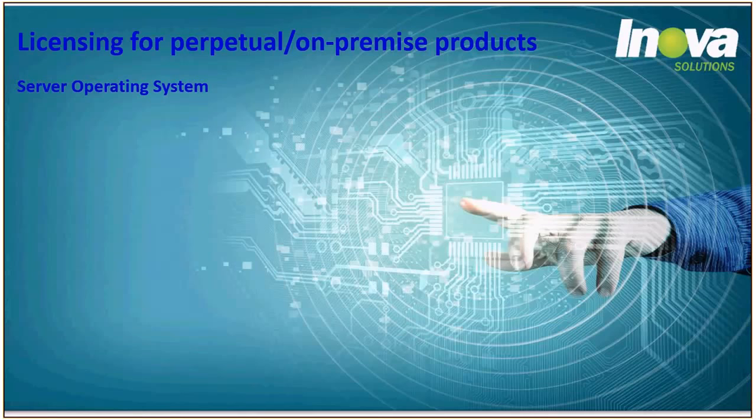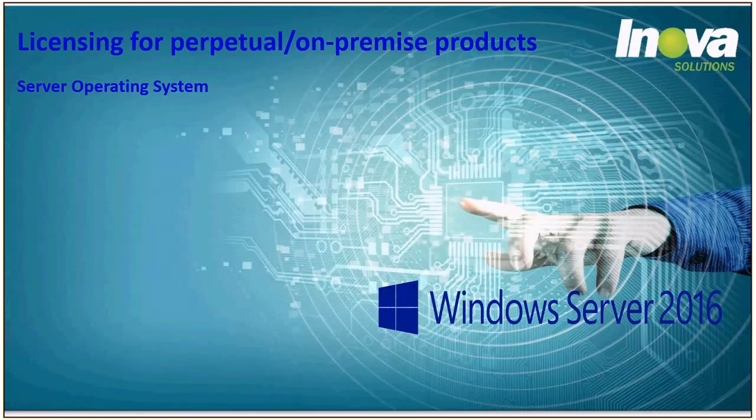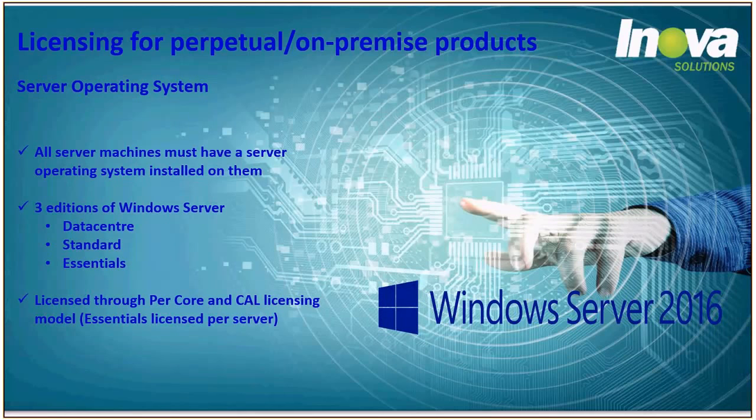The server operating system. All server machines must have a server operating system installed on them. Now you can get this OEM, but you can also purchase it through the volume license agreement. And the latest version of Microsoft Server Operating System is now Windows Server 2016. And there are 3 editions of the Windows Server. There's a Data Center, there's a Standard, and Essentials. And these are licensed now through the per core and CAL licensing model. The Essentials edition is still licensed per server.